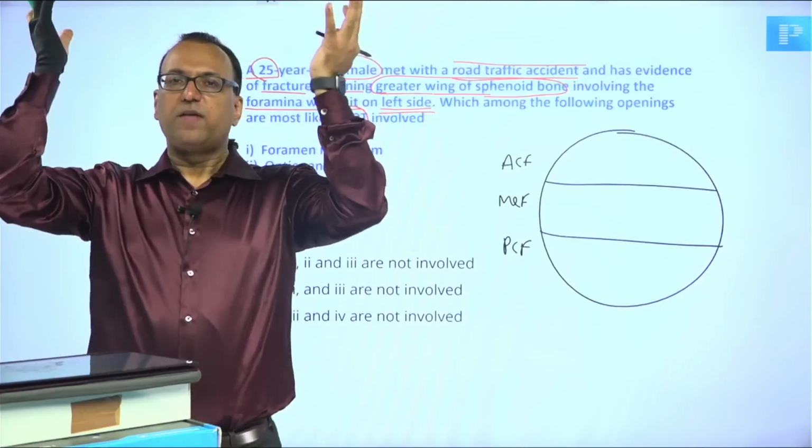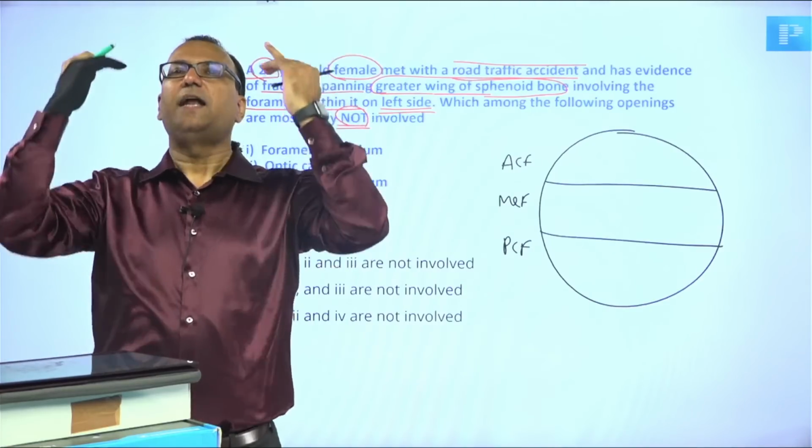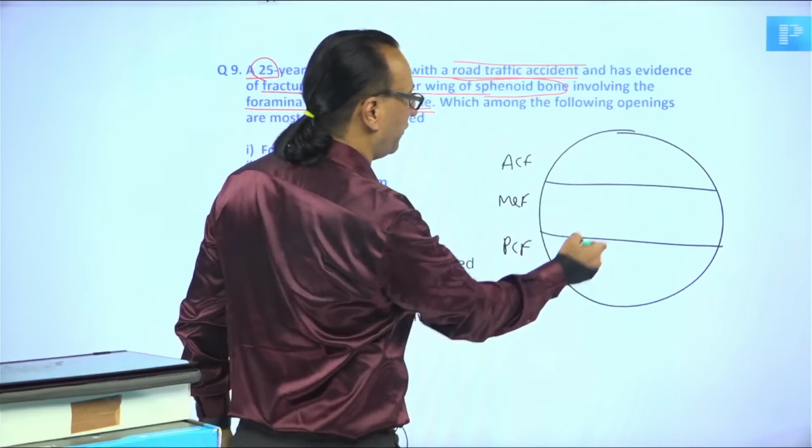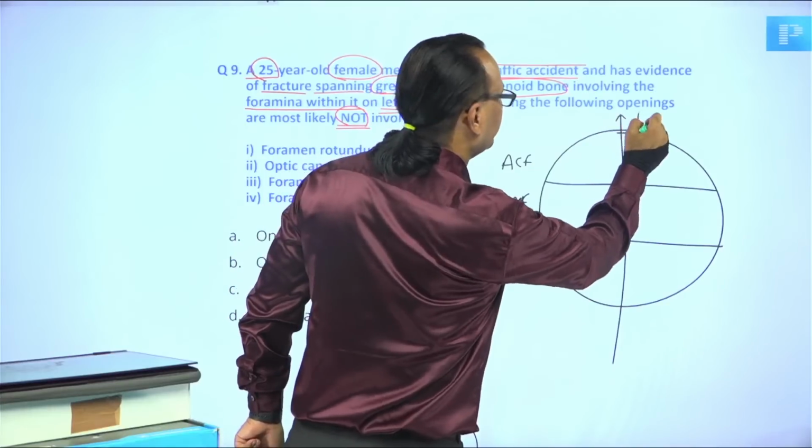Remove the skull cap, remove the brain. Look inside the cranial cavity after removing the brain. So you'll have anterior, middle, and posterior cranial fossa. This is the midline, this is anterior and that is posterior.